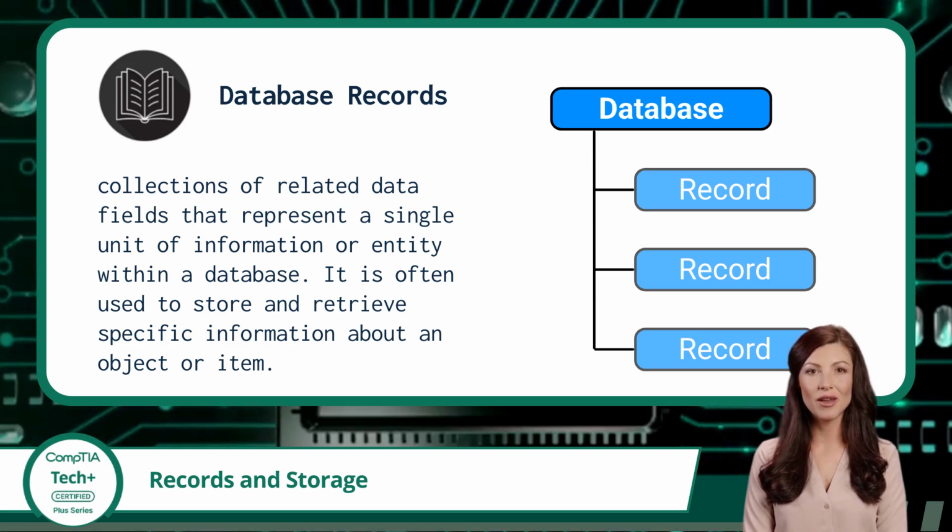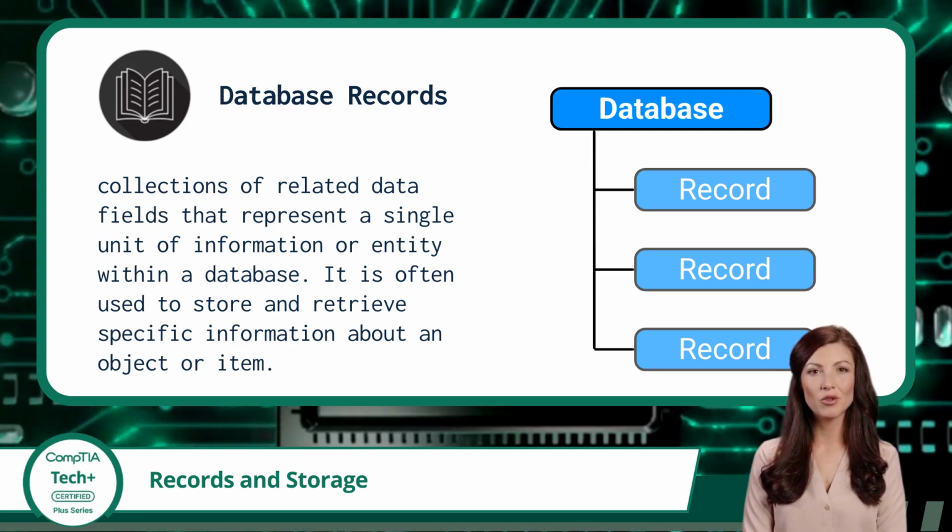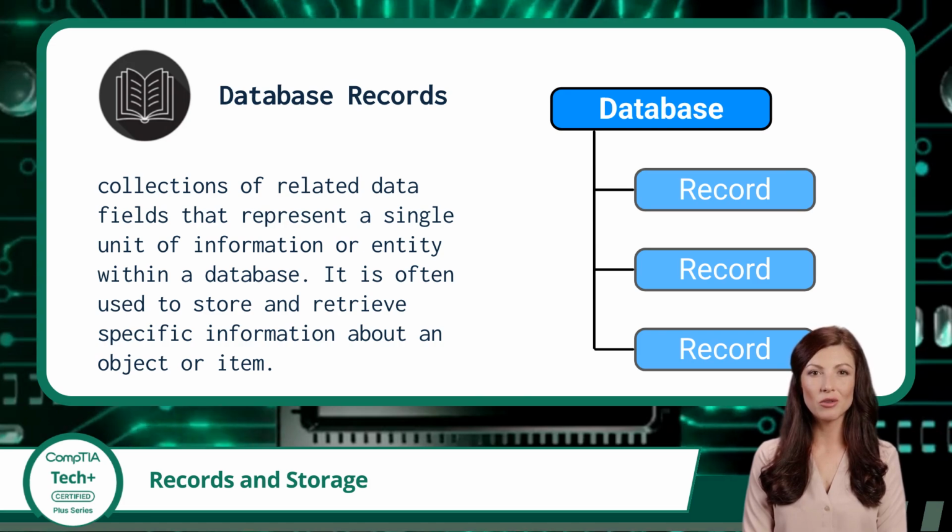So if I was to define what a database record is, I would have to say they are collections of related data fields that represent a single unit of information or entity within a database. It is often used to store and retrieve specific information about an object or item.